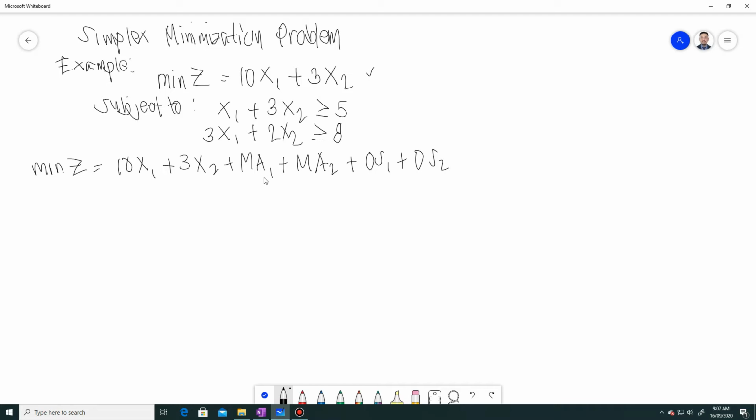Take note that if there are two constraints, we have also two slacks and two artificial variables. And then remember that in the minimization problem simplex method, max is negative min z.